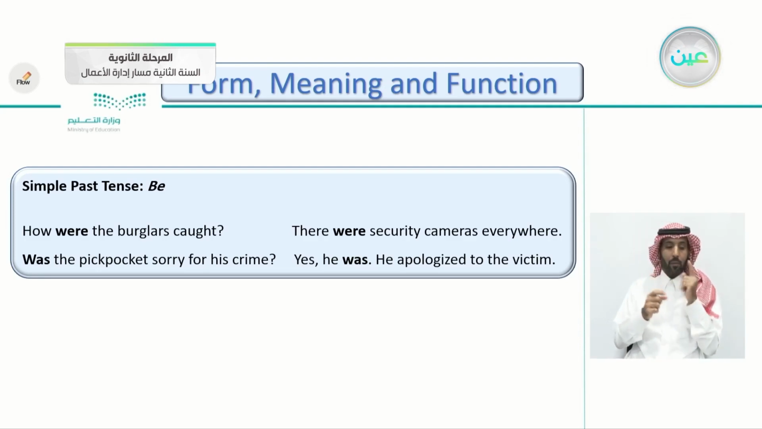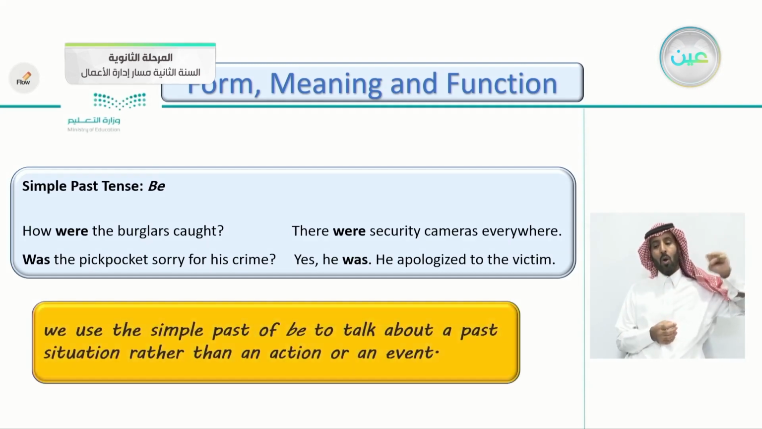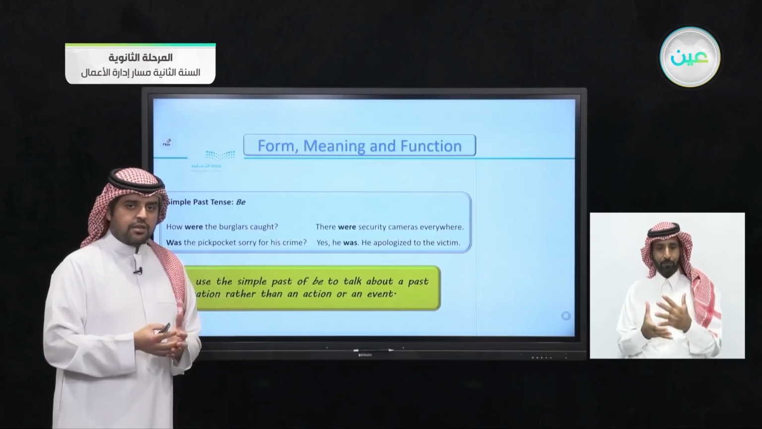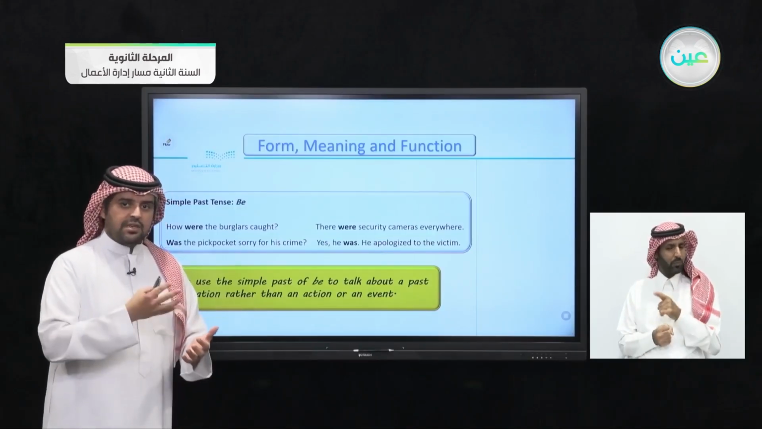Was the pickpocket sorry for his crime? Was with a singular, of course you know that. Yes, he was. He apologized to the victim. We use the simple past of be to talk about a past situation rather than an action or an event. To talk about a situation, not an action itself, not an event.